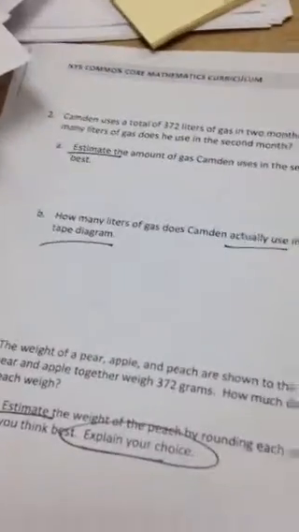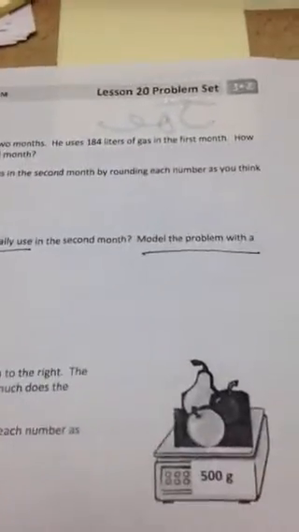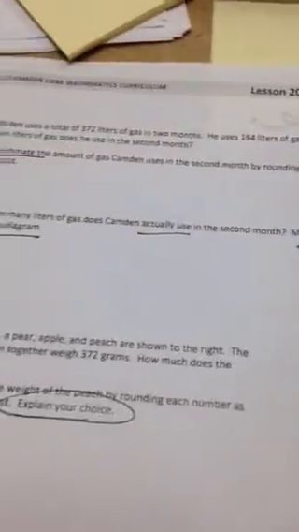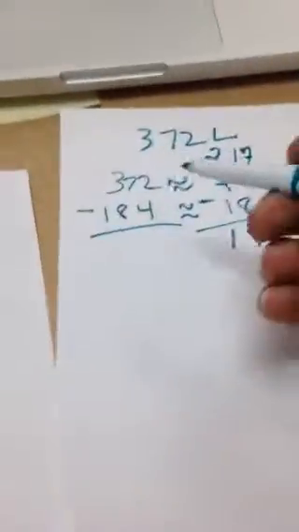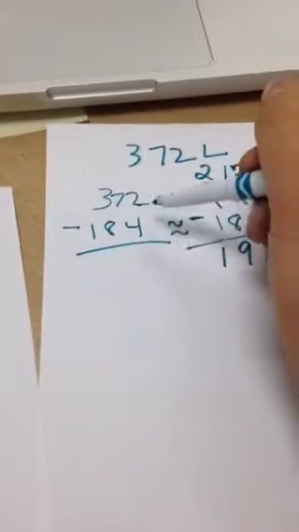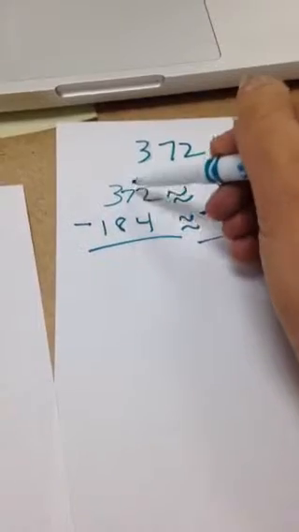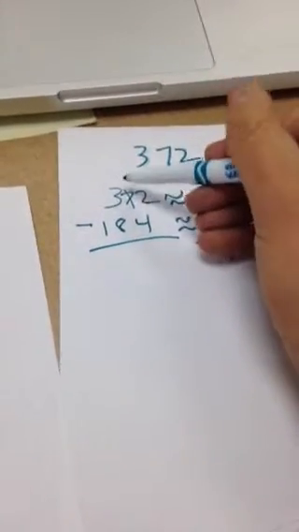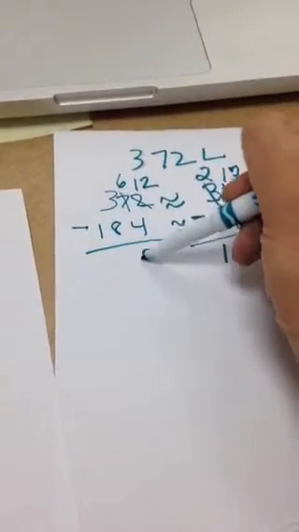Let's look at B. How many liters of gas does Camden actually use in the second month? Model the problem with a tape diagram. Well, guess what? I already did. So let's find the actual answer, the exact answer. So can I take 4 away from 2? No, I can't. So I'm going to go to the tens column. I'm going to take a 10 away from 7. So this becomes 6. This becomes 12. 12 minus 4 is 8.